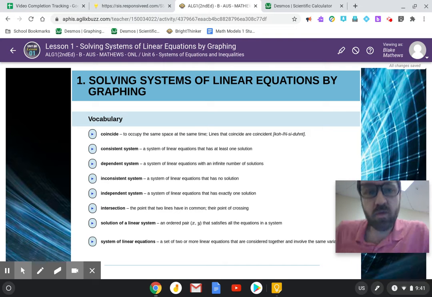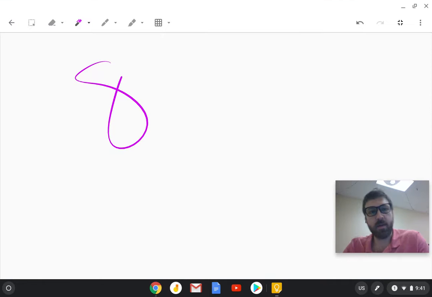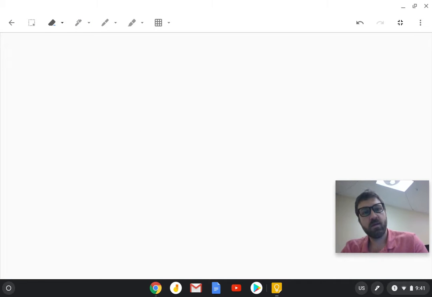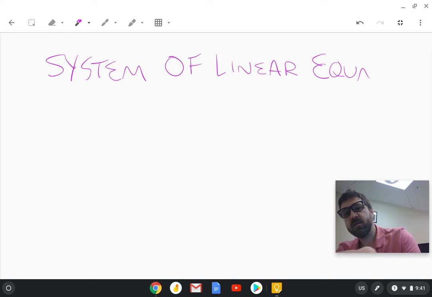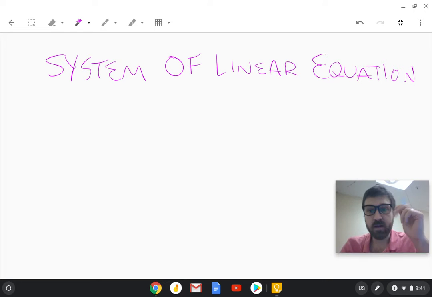And this whole unit is all about what we call systems of linear equations. And when we talk about systems of linear equations, we should probably talk about what that means. When we talk about a system of linear equations, we're talking about two or more linear equations that we are trying to find out how they are related to each other.